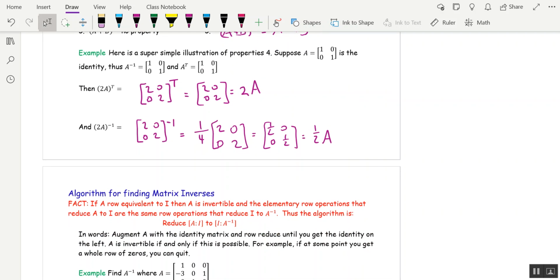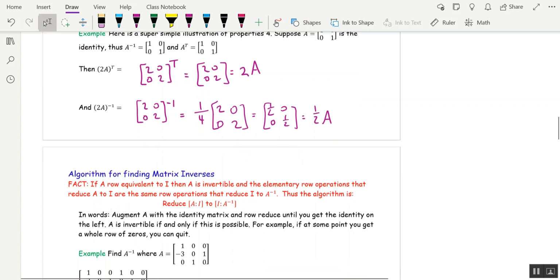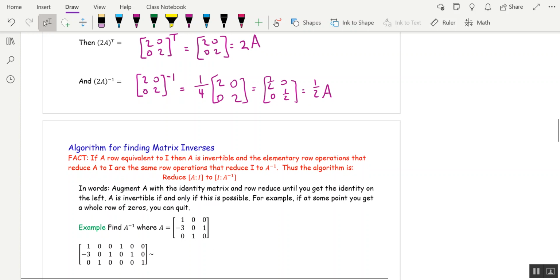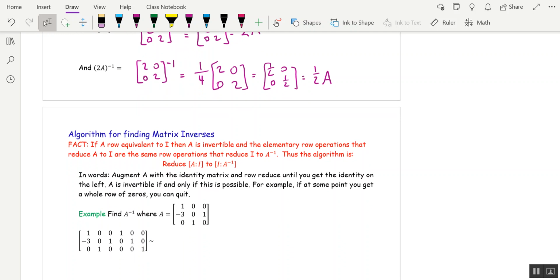Okay, so what do you do if you want to find the inverse of a 3 by 3, a 4 by 4, and you don't have a computer? Because you really want to do this with a computer, but I will not make you do anything bigger than a 3 by 3. Here's the algorithm. You augment A with the identity, and you reduce until you get the identity on the left, and what results will be A inverse on the right.